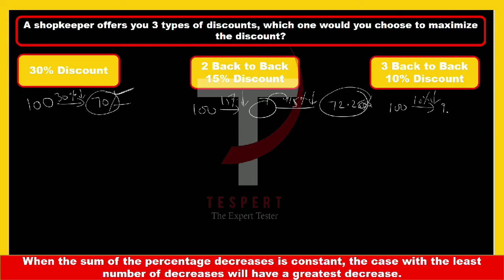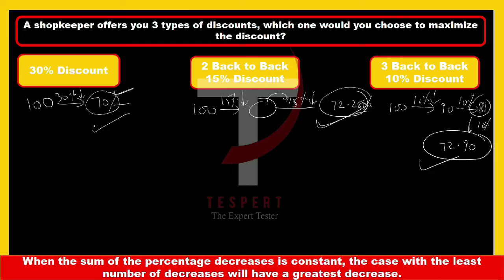In the third case, three back to back discounts: 100 becomes 90 when 10% is reduced, again 10% is reduced and it becomes 81, again 10% is reduced and now it becomes 72.90. So which one do you choose? Will you pay 70 rupees, or 72.25 rupees, or 72.90 rupees?